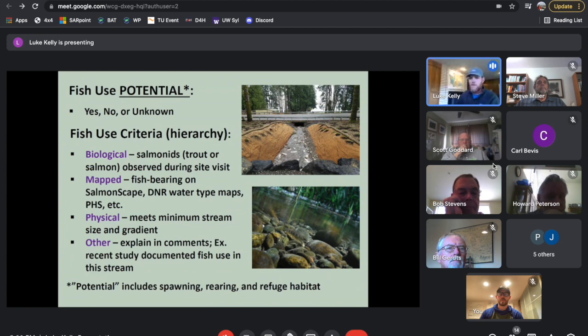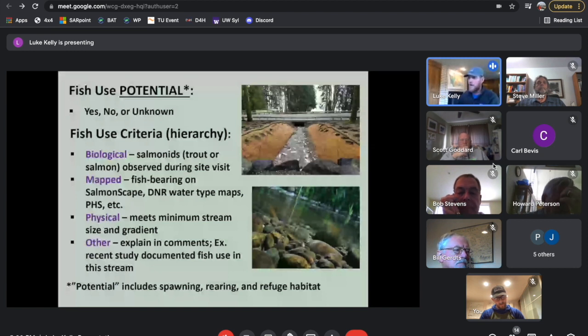Can fish get there? Can fish use the habitat? Or is it just too steep or too tiny of a stream, essentially? It's kind of limited by the size on the lower end of the scale. And then other. And other could be a multitude of things that you can imagine. We're still finding fish in places that weren't documented before.